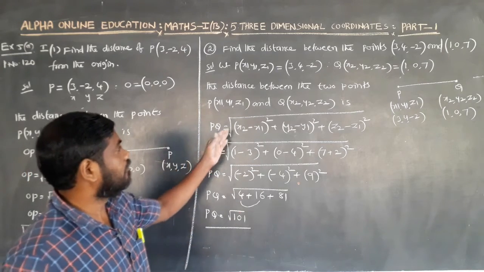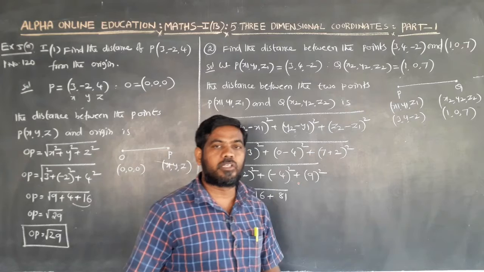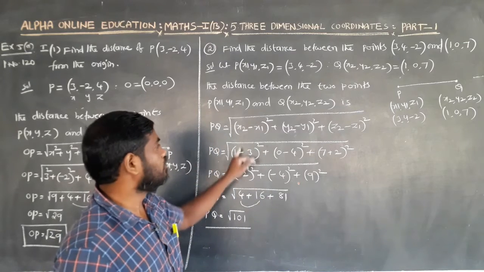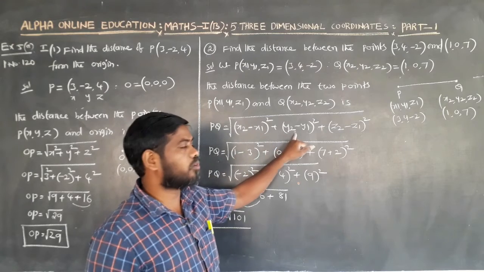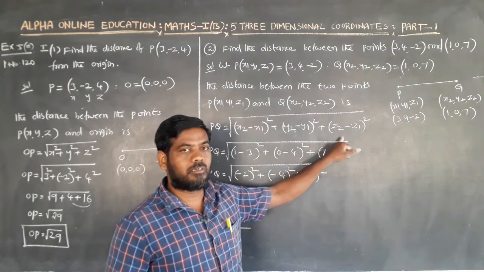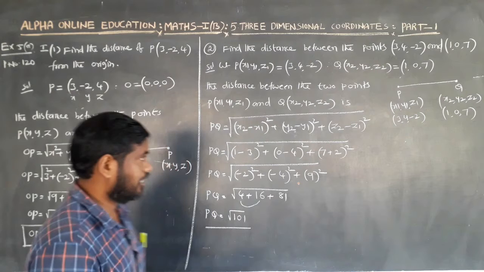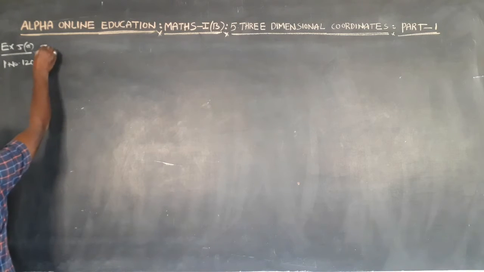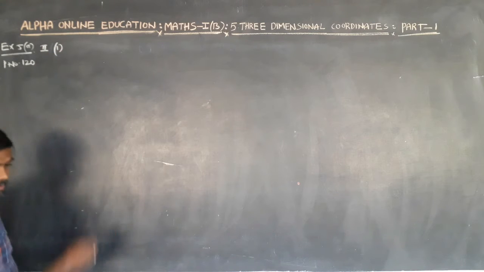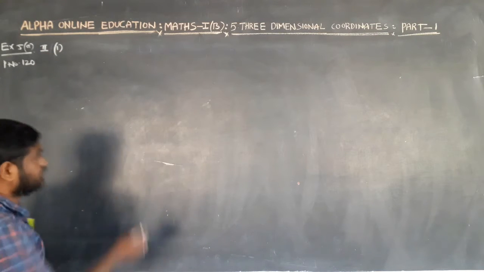Let P be (x1, y1, z1) and Q be (x2, y2, z2), and use the formula √[(x2 − x1)² + (y2 − y1)² + (z2 − z1)²]. Now, one more problem.